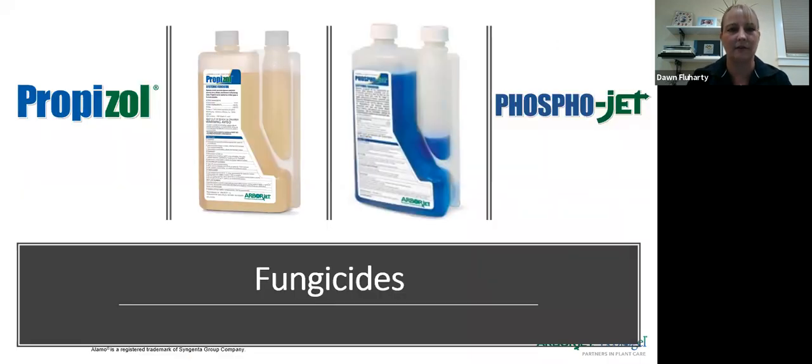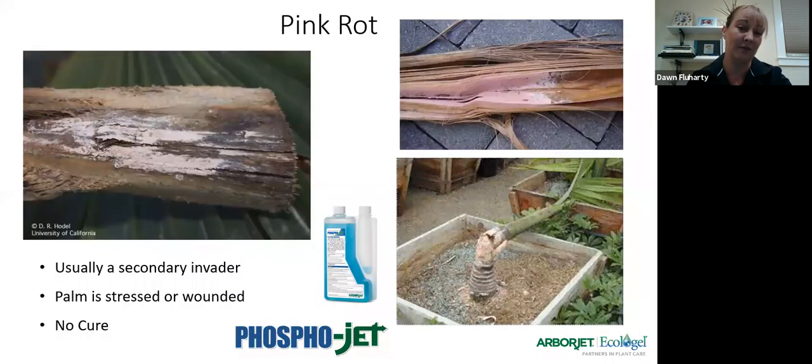So now that we're talking about fungal infections, let's talk about some of the fungicides that we tend to use with palms. The two main ones are propofol and Phosphojet. Phosphojet basically stimulates the tree's or palm's immune system, whereas propofol is more of a fungistat and actually goes in and attacks the fungal infection itself. So Phosphojet takes a little bit longer to react. Propofol tends to act a little bit faster, but in a different way. When I talk about treating fungal infection in palms, I'll explain how these chemicals are working with each particular disease.